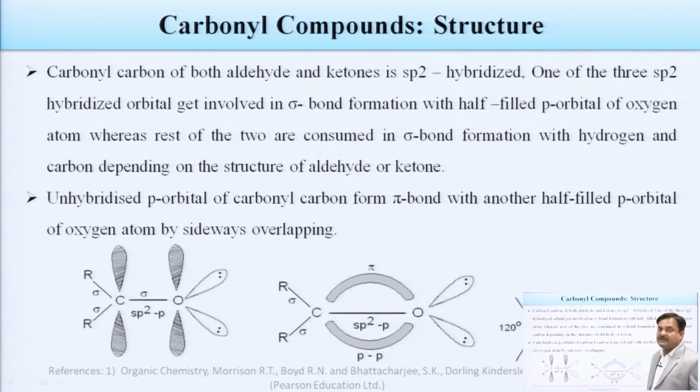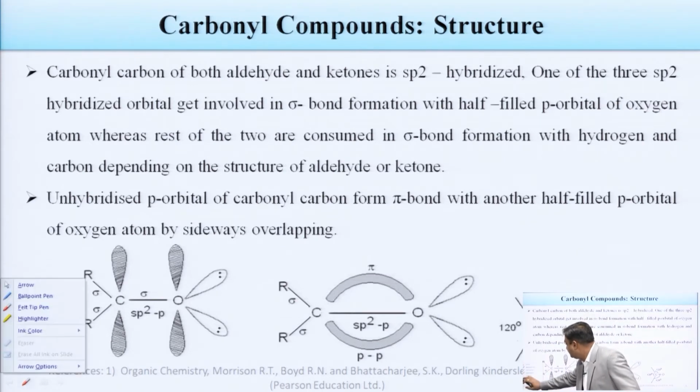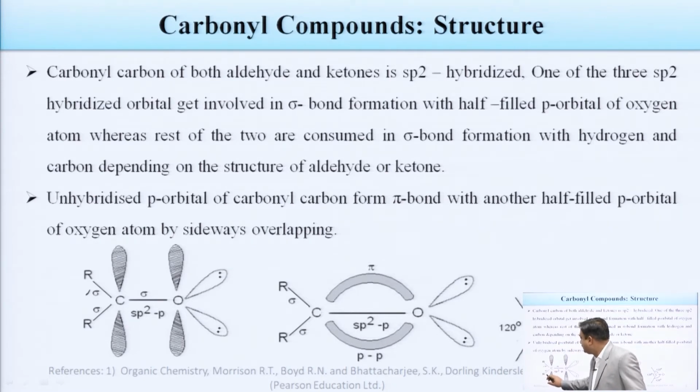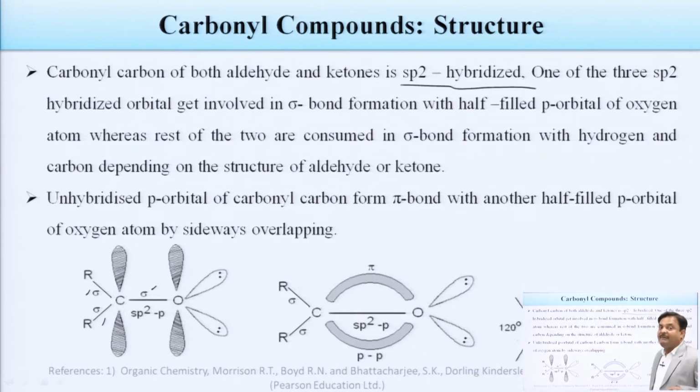Now, coming to the structure of the carbonyl groups. Here you can see the structure of carbonyl compounds. The carbonyl carbon has 3 sigma bonds: 1 sigma bond, 2 sigma bonds and 3 sigma bonds. So this carbon is sp2 hybridized. The carbonyl carbon of both aldehydes and ketones is sp2 hybridized. When I say this carbon is sp2 hybridized, it means the structure is trigonal planar. So the structure of these compounds is planar.